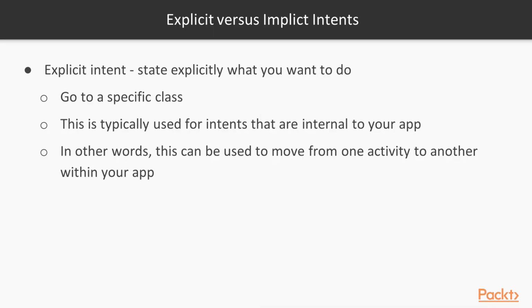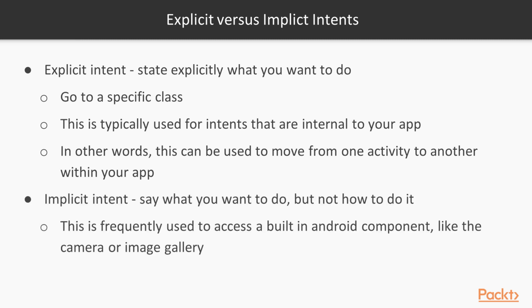Explicit versus implicit intents. In an explicit intent, you're saying explicitly what you want to do. You're giving it a specific class. This is usually used to change screens within your app, because each screen is rendered by an activity, and the activity says what layout it wants to use. Because this is inside your app, we'll typically explicitly say which activity we wish to go to.